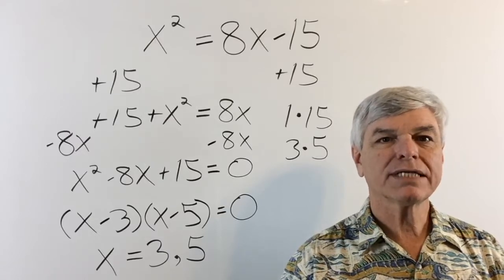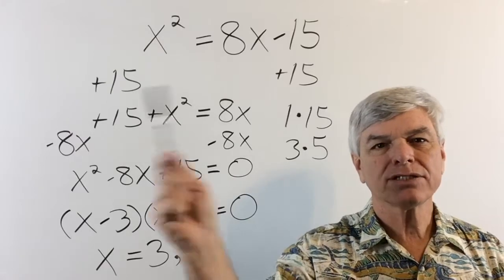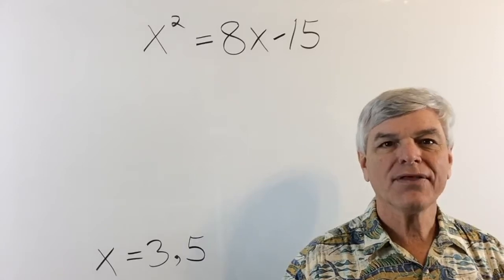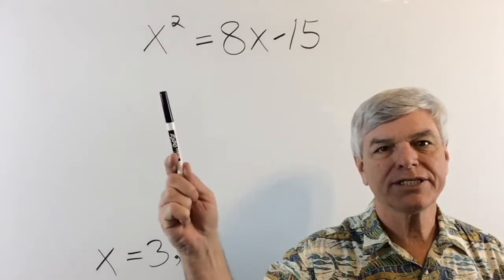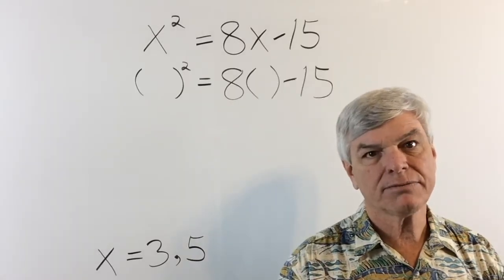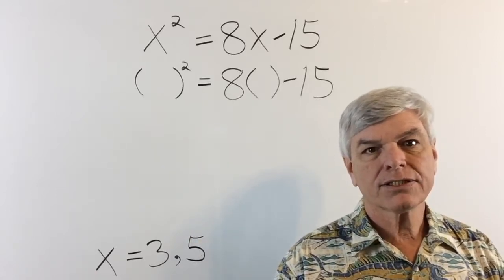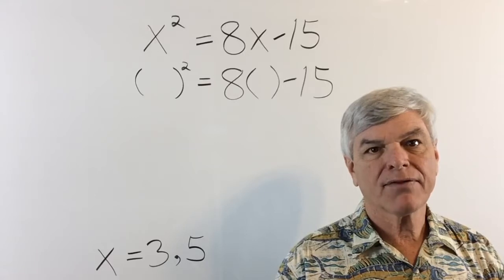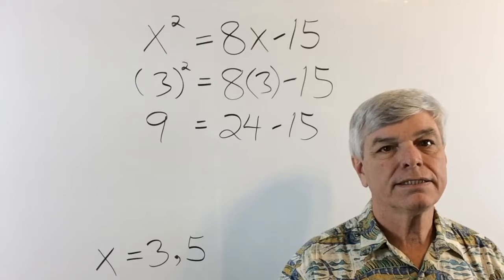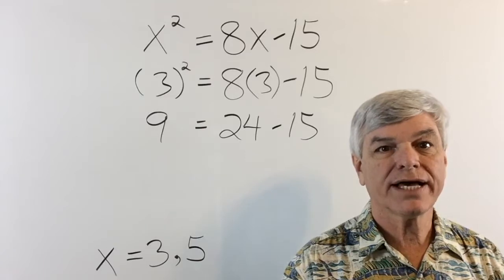Now why don't we plug those answers into the original equation and see how that works out. Do you mind if I erase all this work? I didn't think you would. And so where the x's are in the original equation, let's put parentheses. Good, and those parentheses represent where the x should be, and don't forget that square there. And let's insert our first value for x. How about 3? And let's multiply all that out. Good, and does 9 equal 24 minus 15? It sure does, so that's a true statement.